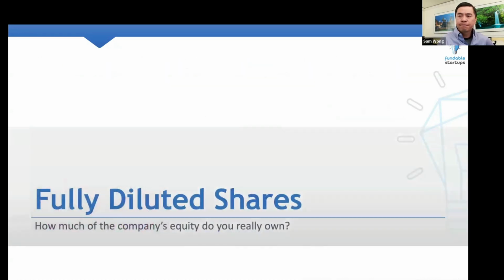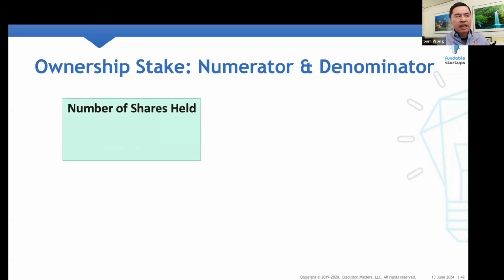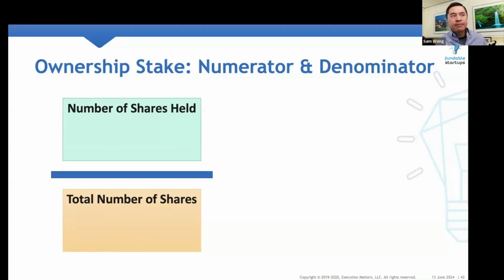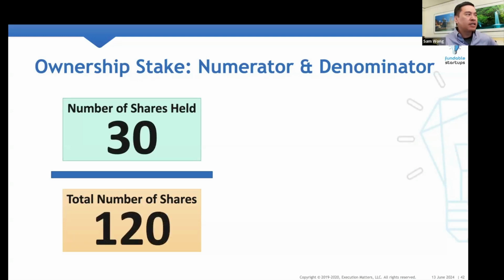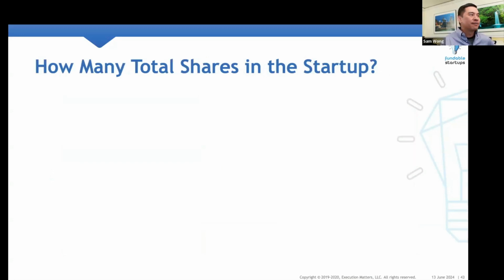Let's talk about fully diluted shares. Most startup founders have no idea what this means, and that's a problem. But since you're here, you're going to be more educated than 98% of the startup founders out there. Fully diluted shares help you understand exactly how much equity of the company you really own. Most people say that's not hard. You just take the number of shares I have and the total number of shares in the company, and you do simple elementary school math. If I have 30 shares and the total number of shares in the company is 120, I own 25% of the company. Why is this hard? Well, you're about to see.